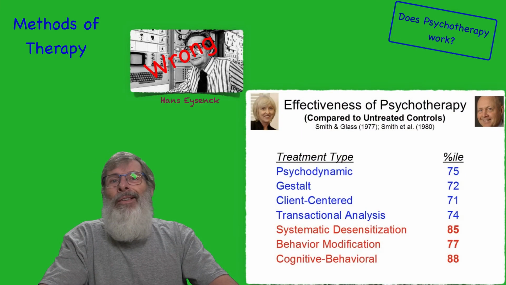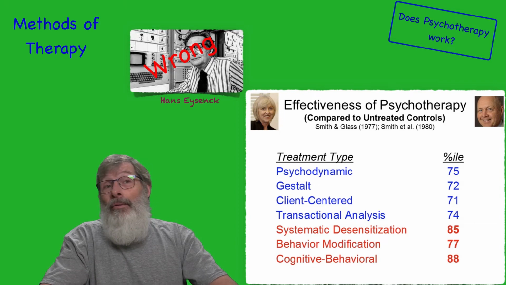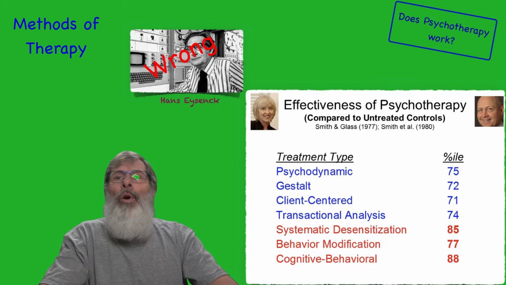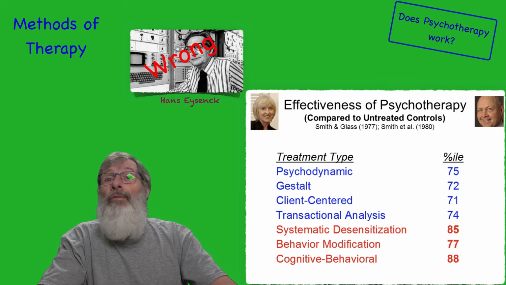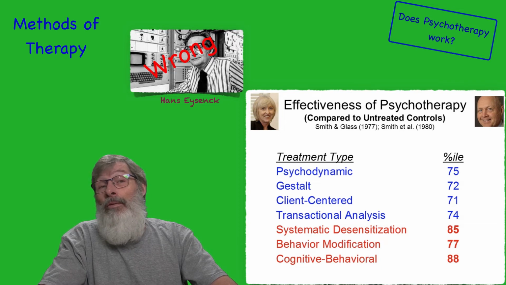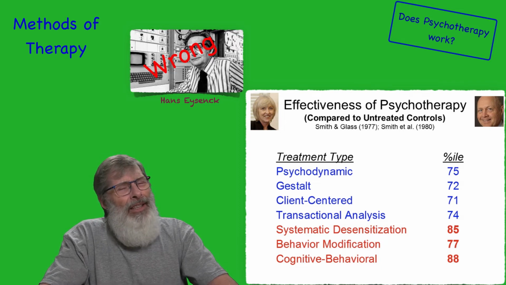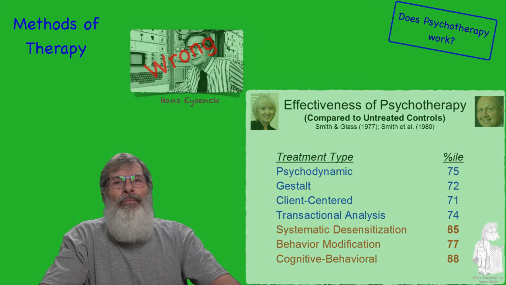Researchers Smith and Glass found that psychoanalytic and client-centered therapies are most effective with well-educated, verbal, strongly motivated clients. 70 to 75% of those who obtained treatment were better than those who received no treatment at all. Gestalt therapy wasn't as effective, at about 60%.